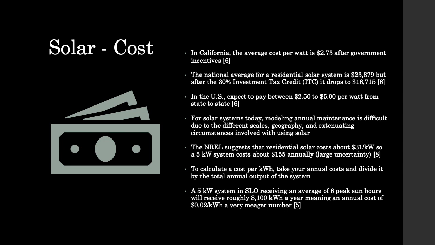For example, a 5 kilowatt system in SLO receives an average of roughly 6 peak sun hours during the year, and from that outputs roughly 8,100 kilowatt hours a year, meaning an annual cost of roughly 2 cents per kilowatt hour, a very meager number.